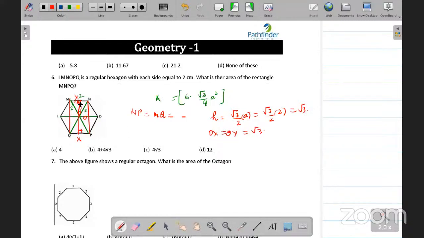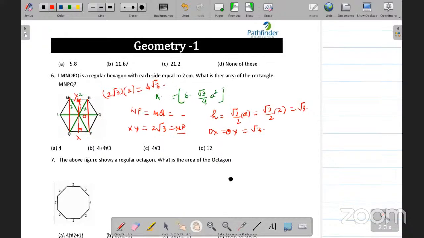So we can say that XY is 2 times root 3, which is also equal to NP, the length of this particular rectangle MNPQ. So what do you get now? 2 root 3 multiplied by the value of MN, that is 2, that is 4 root 3.